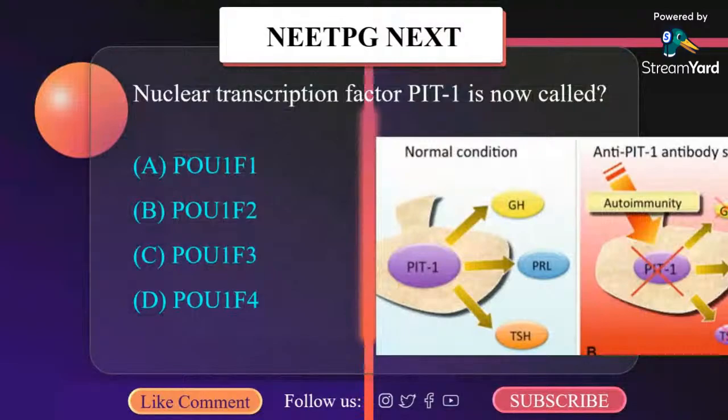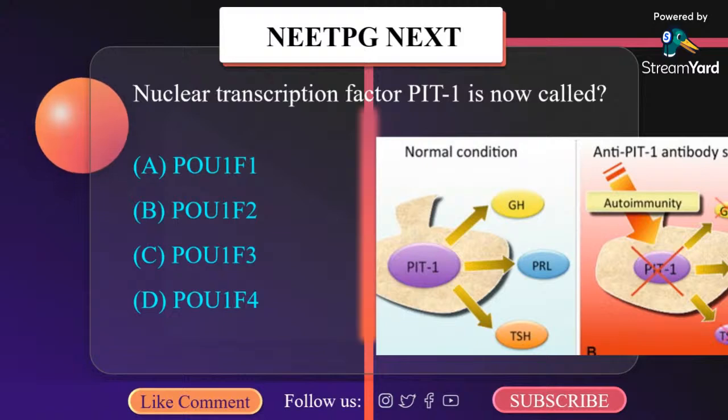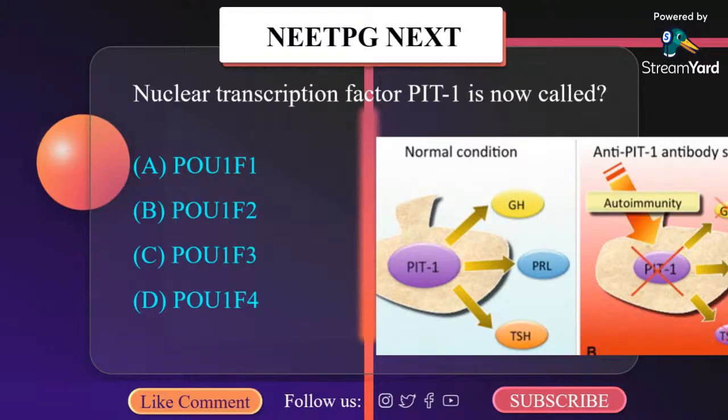Nuclear transcription factor PIT1 is now called as A, POU1F1, B, POU1F2, C, POU1F3, D, POU1F4. What do you think is the correct answer here? It is POU1F1.